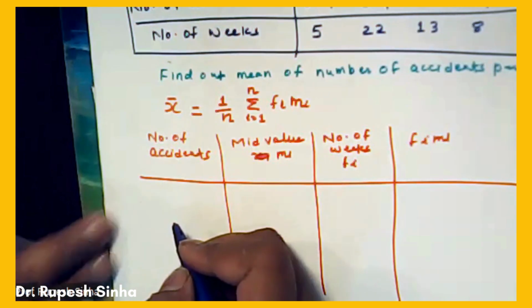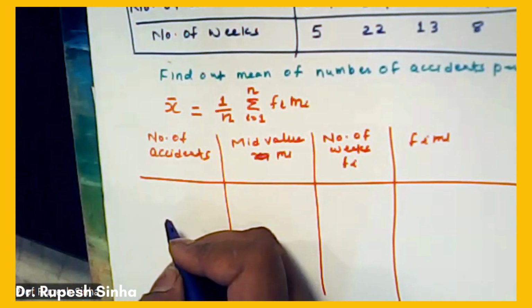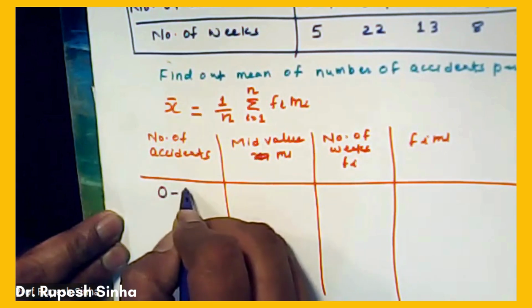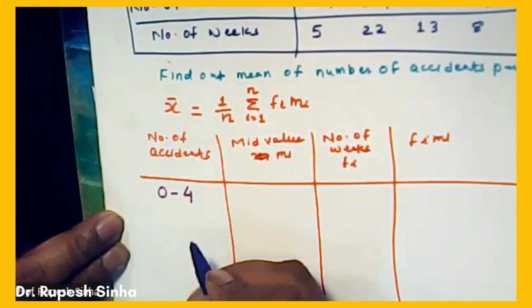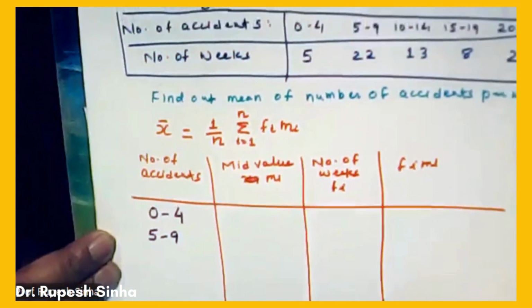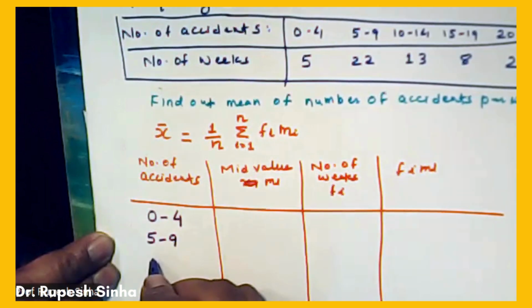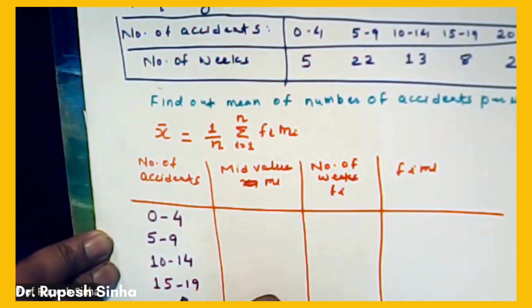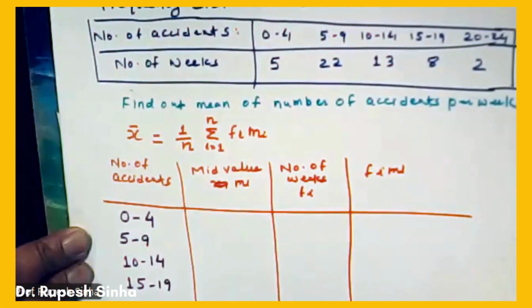Number of accidents is given as 0 to 4. Then 5 to 9. See here. 5 to 9. 10 to 14. 15 to 19. And 20 to 24. This is already given to us.